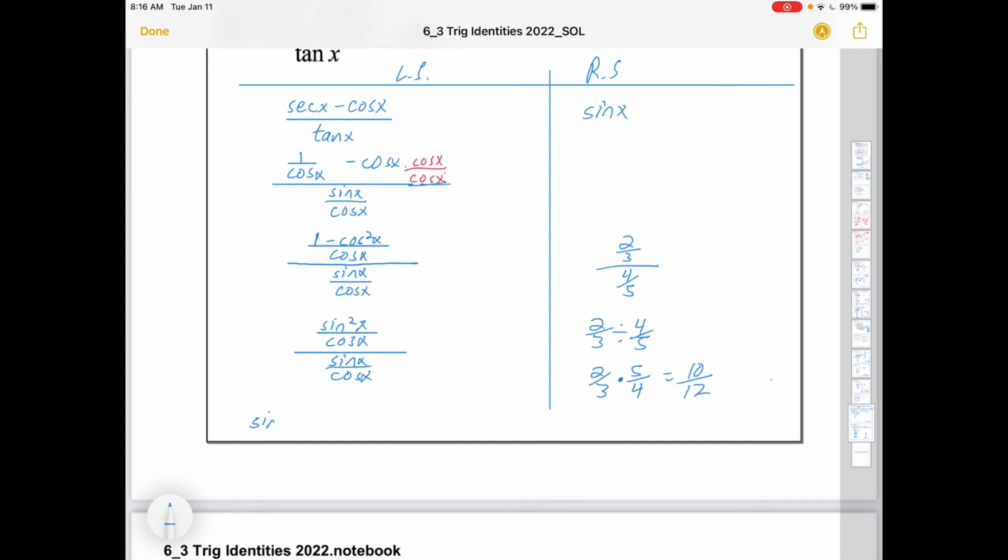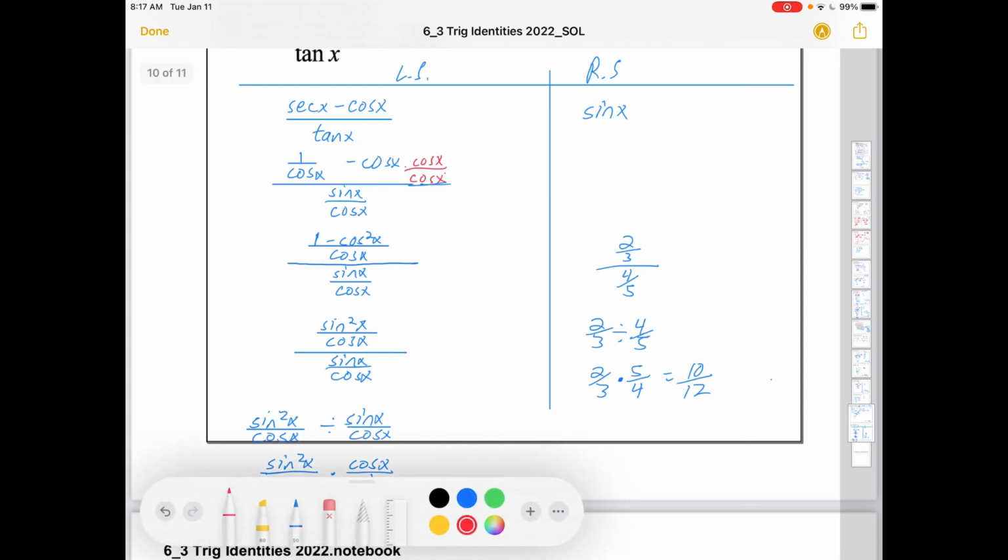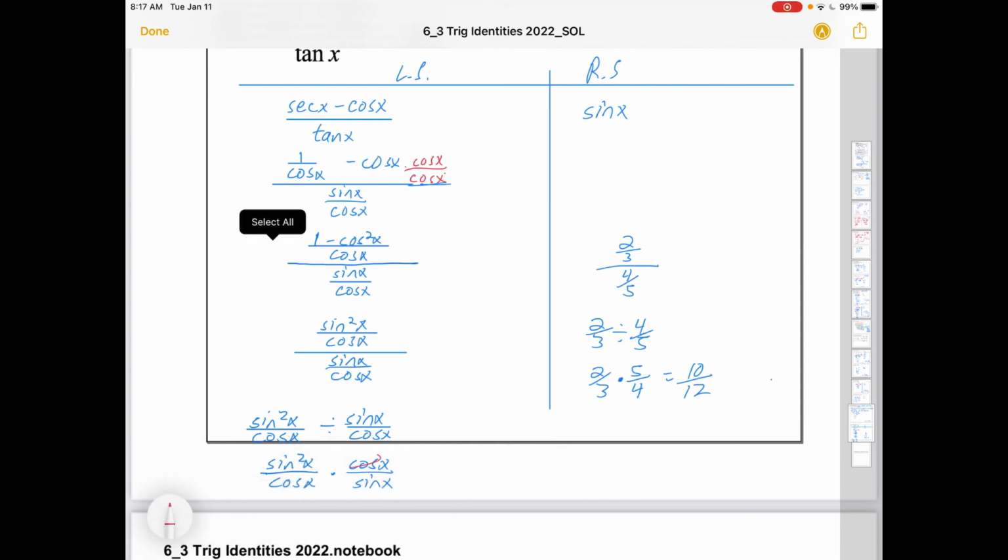This thing that we've got over here just means sine squared x over cos x divided by sine x over cos x. In other words, it's sine squared x over cos x times the flip here, cos x over sine x. And once we write it like that, these can divide out, and we end up with just sine x. So the left side equals the right side.